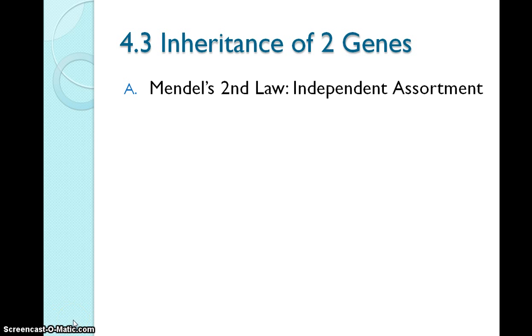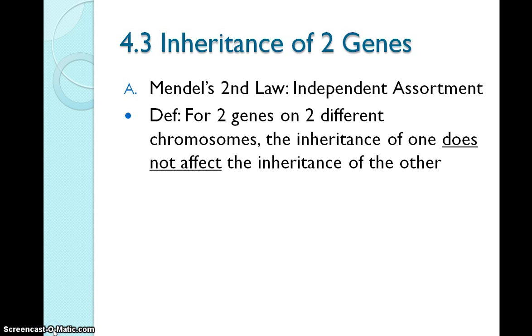Today we're looking at section 4.3 of the textbook, and we're talking about what happens when we are looking at the inheritance of two different genes. And this is going to bring into play Mendel's second law, which is the law of independent assortment. What that law says is that if you are looking at two different genes for two different traits, and those genes are found on two different chromosomes, then the inheritance of one of the traits does not affect the inheritance of the other trait. Essentially, the two different traits are independent.